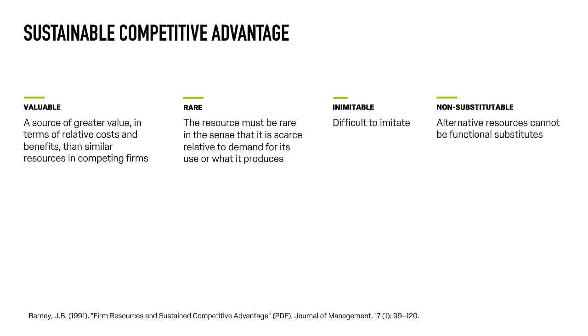I stands for inimitable, which means it can't be copied. Sometimes this is through IP protection or something of the sort. N stands for non-substitutable, which means there's no alternative way for a customer to achieve the same value that your product or service offers.